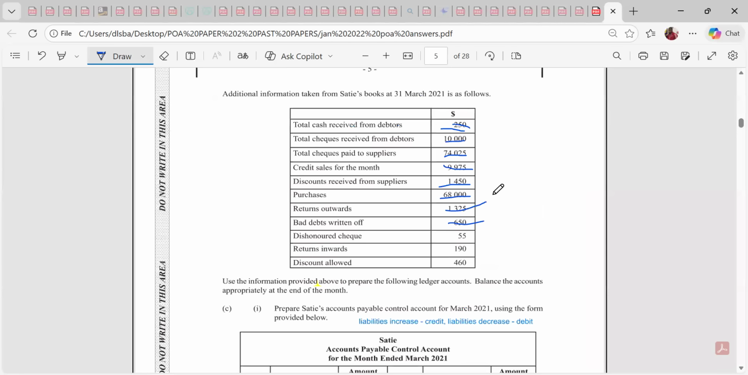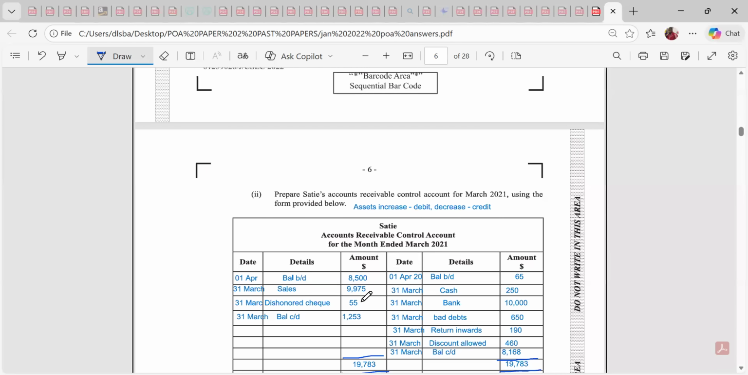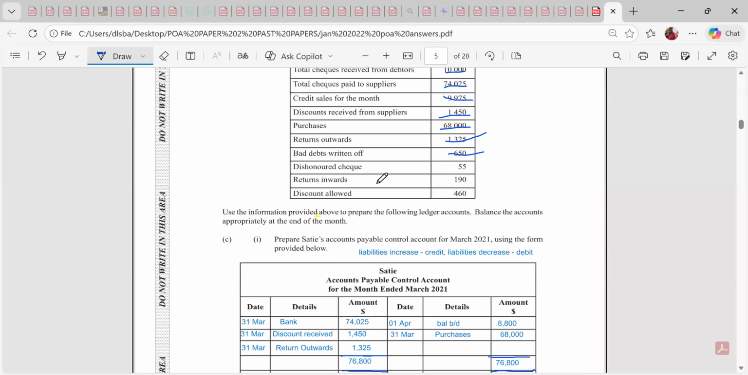This one is on a check. So they would have paid me a check and I would have credited because they owed me less. But now I find out the check is dishonored. So now they owe me that money again. They're going to be owing me more. So I'm going to debit my dishonored check. Dishonored check, 55.